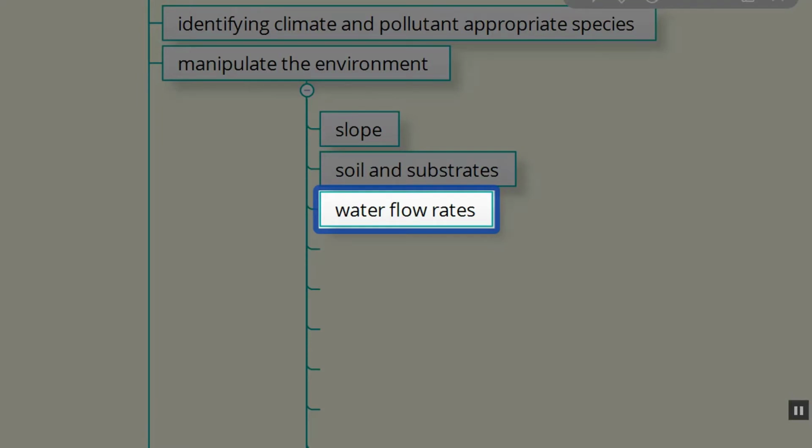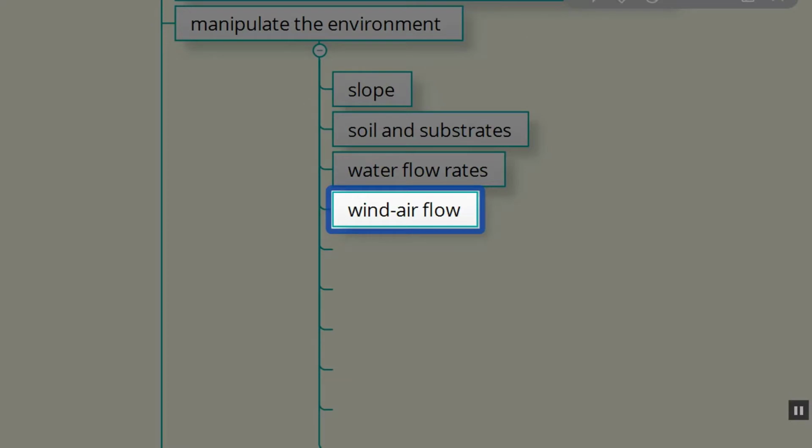Certainly water flow rates. Do we have water on site? Do we have the water moving too rapidly? So we may have to mitigate the water flow rate.